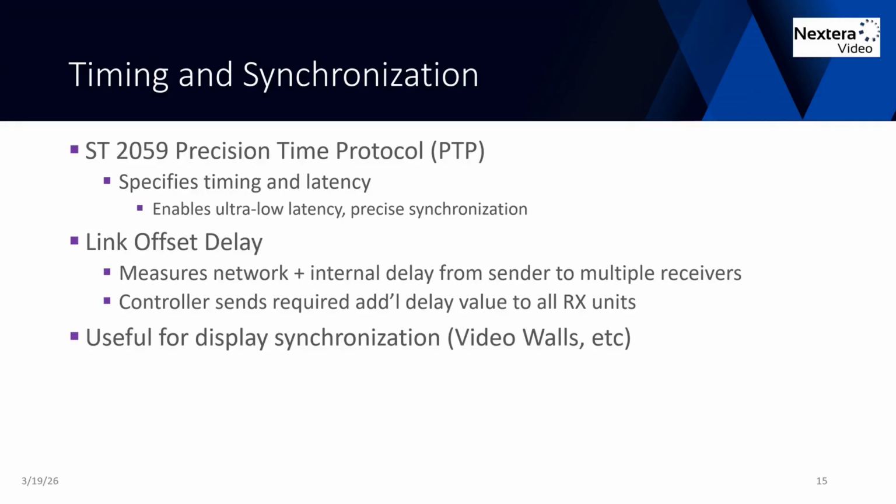A little bit more on the timing and synchronization side. PTP, as we know, is crucial in the 2110 broadcast space. We do fully support that in IPMX. As I mentioned, transmitters must lock to it if it's in the system. We also added a couple extra things like link offset delay. That allows you to do synchronization between multiple receivers. Certain markets might want to do things like a video wall, might want to have synchronized displays. So we built in extra capabilities to allow this.